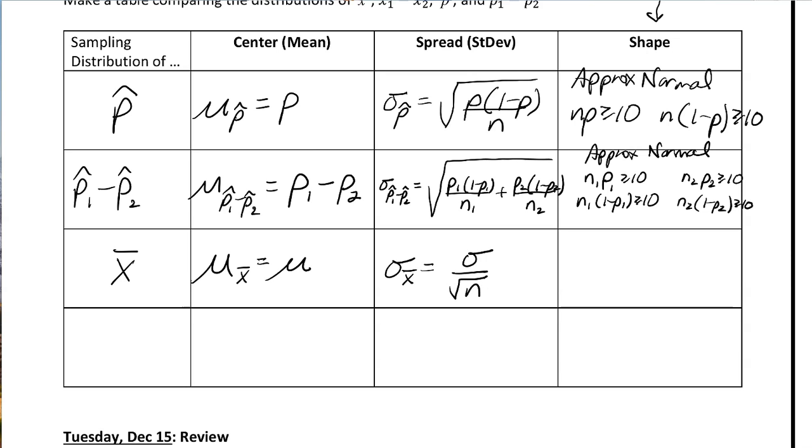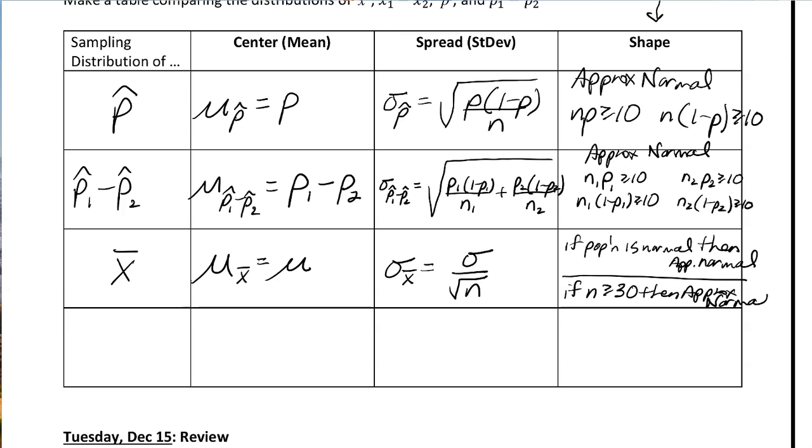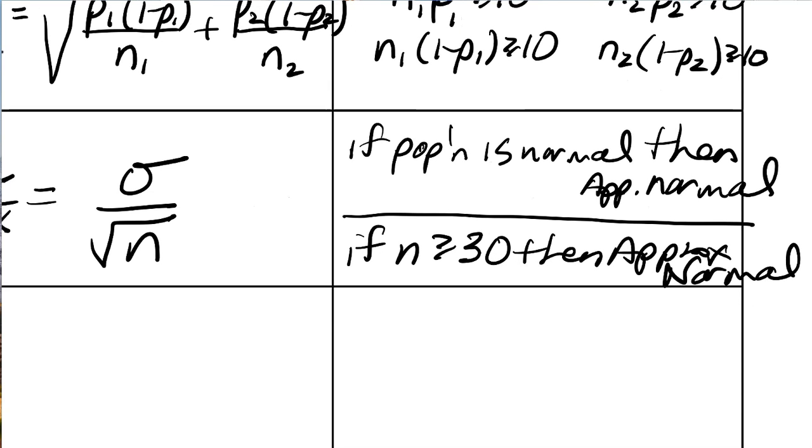And the shape is a little bit tricky to write all the options. If the population is normal, then automatically the sampling distribution is approximately normal. If the sample size is large enough, then the sampling distribution is approximately normal. And that theorem is the central limit theorem. It's CLT, central limit theorem.